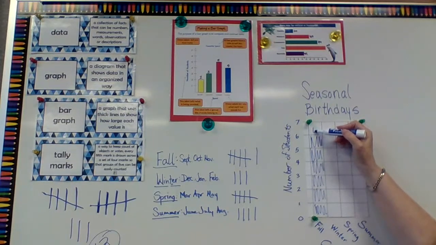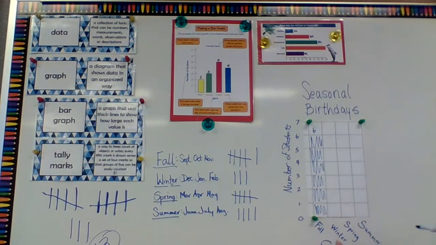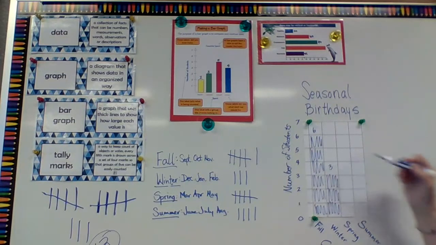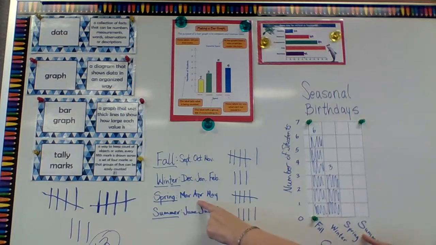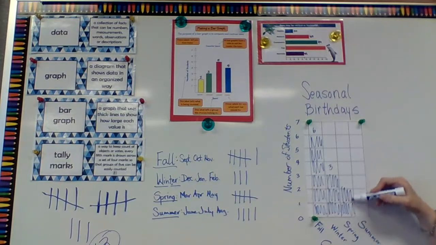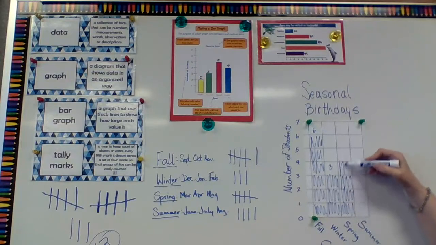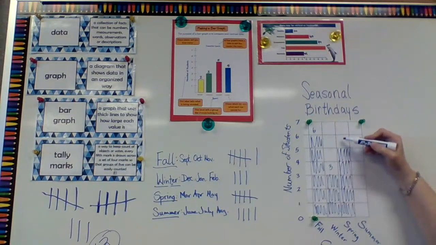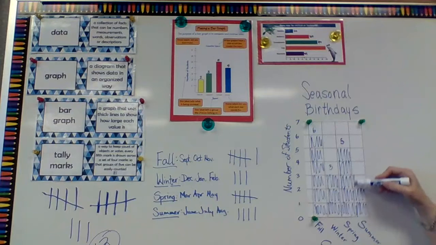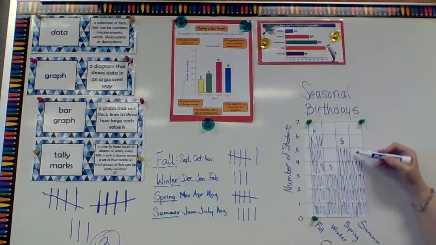And what do I put here? 6. How many winter birthdays? 3. 1, 2, 3. How many spring birthdays? 5. 1, 2, 3, 4, 5. And summer birthdays? 4. 1, 2, 3, 4.